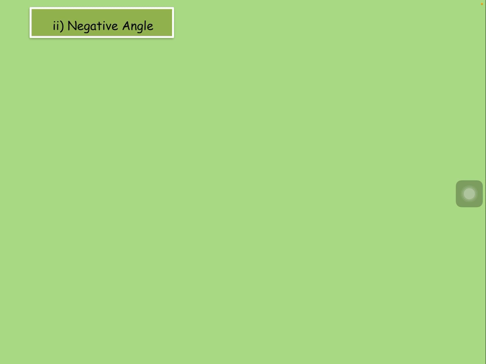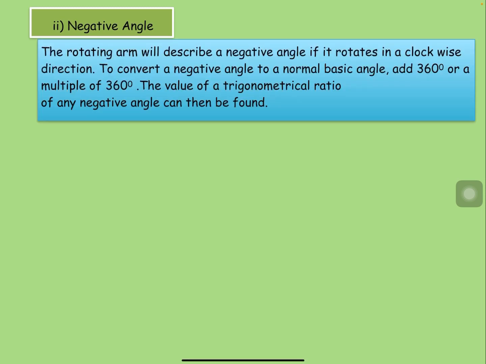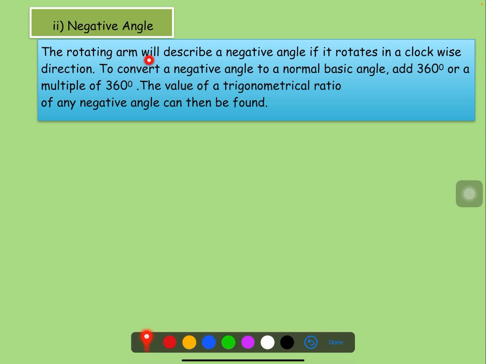Negative angle. The rotating arm will describe a negative angle if it rotates in a clockwise direction. To convert a negative angle to a normal basic angle, just add 360 or a multiple of 360 degrees. The value of a trigonometrical ratio of any negative angle can then be found.